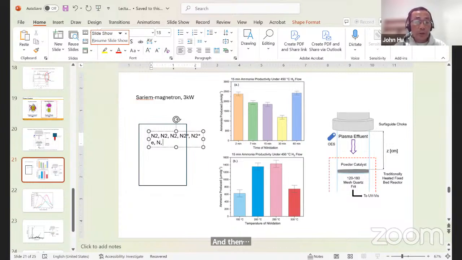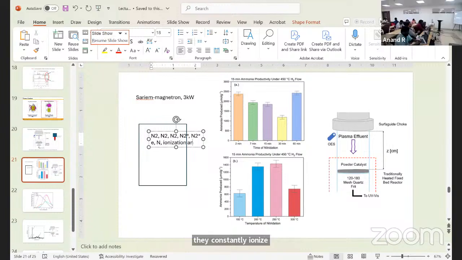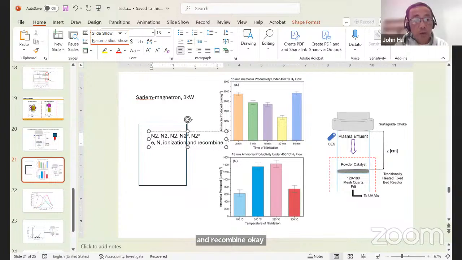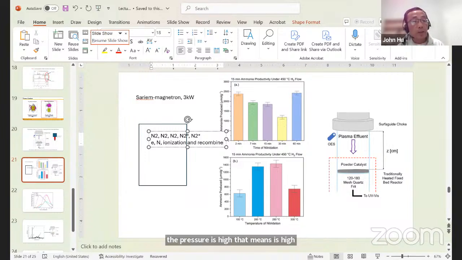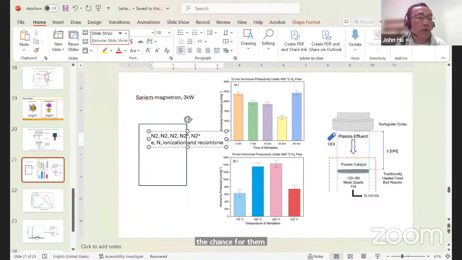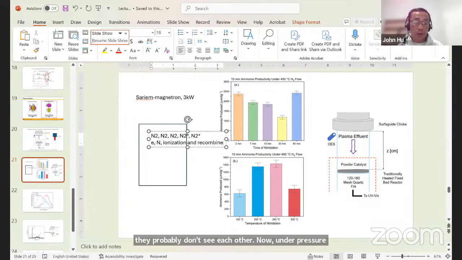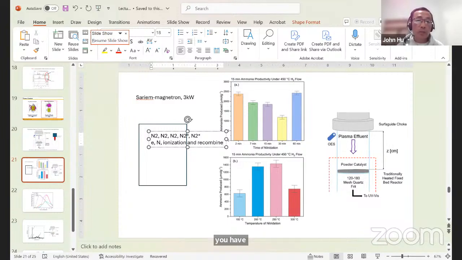You need energy to keep them at high energy content. They constantly ionize and recombine. If the pressure is high, the chance for them to see each other statistically is higher. If you have 10 molecules in a vacuum, they probably don't see each other. Under ambient pressure, you have millions of molecules. Of course they're going to collide and recombine.